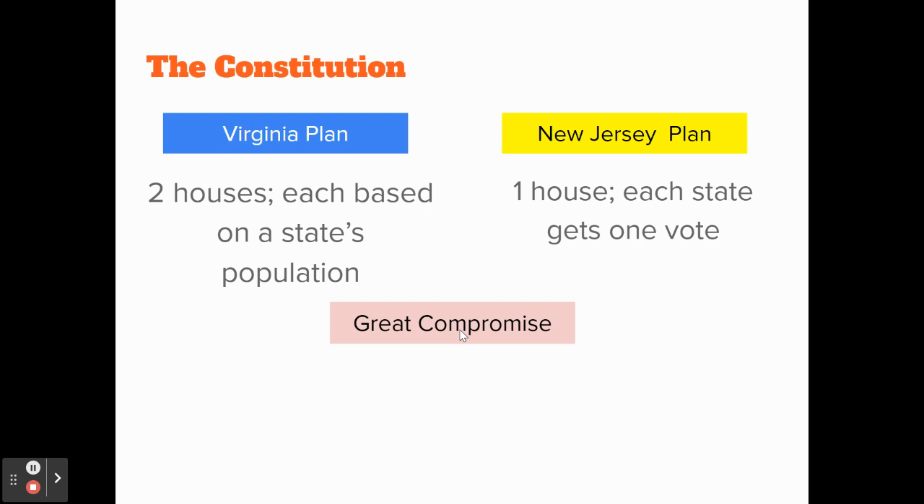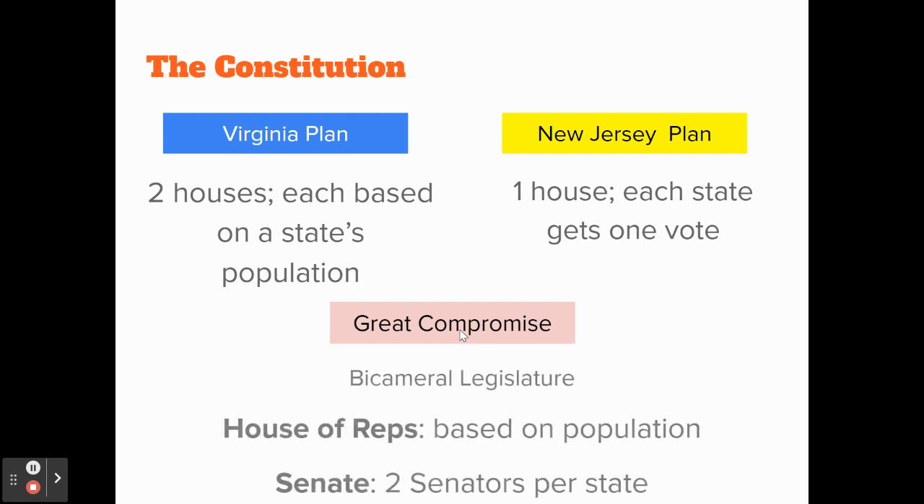And it's one of the first compromises reached at the Constitutional Convention, and it gets the nickname the Great Compromise as a result of it. And basically it establishes the legislative branch as we know it today. It creates a bicameral legislature, two houses like we have today, and there's a part taken from each plan so that each side is happy.